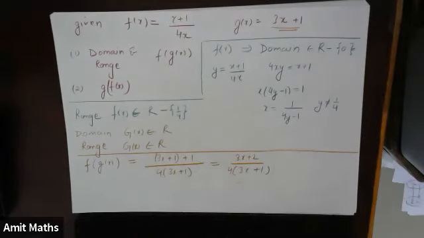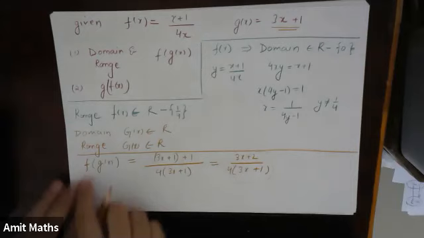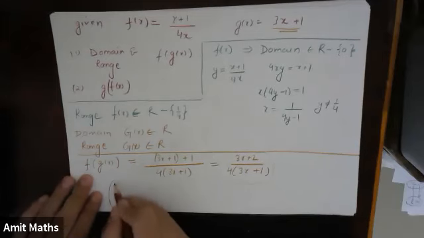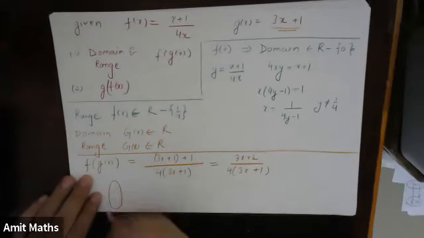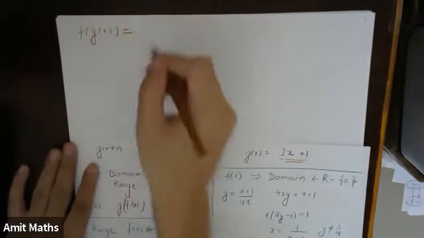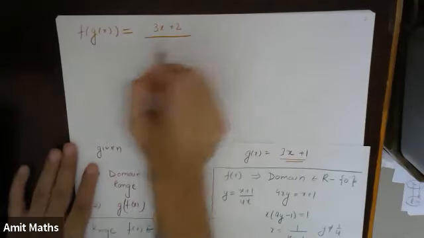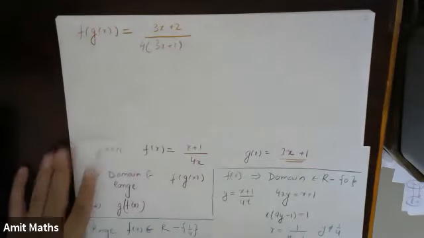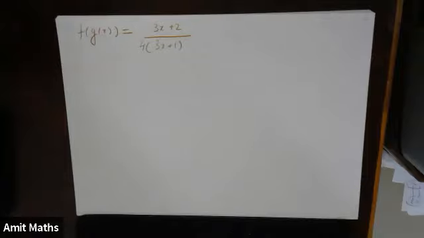Okay. Now see. First thing is that f of g of x will be, sorry, I'll write this again. So f of g of x is equal to (3x plus 2) divided by 4 into (3x plus 1). So this becomes my function: f of g of x equals (3x plus 2) upon 4 into (3x plus 1).